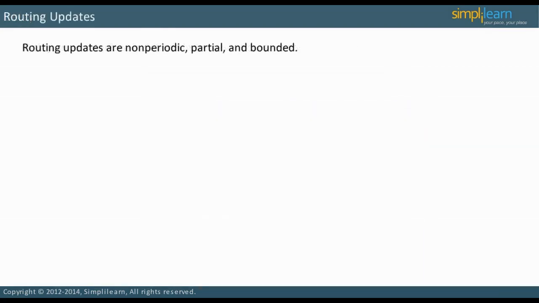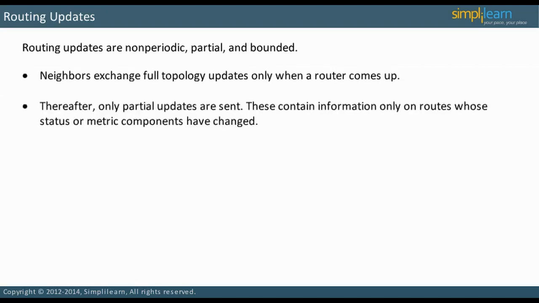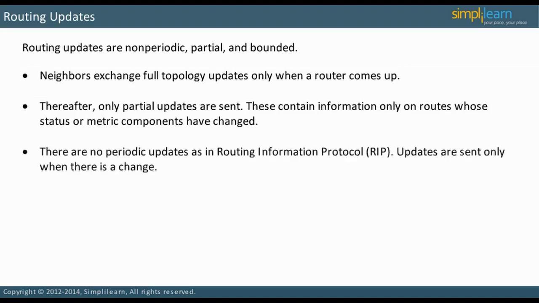Routing updates are non-periodic, partial, and bounded. Let us see what that means. Neighbors exchange full topology updates only when a router comes up. Thereafter, only partial updates are sent. These contain information only on routes whose status or metric components have changed. There are no periodic updates as in Routing Information Protocol, RIP.